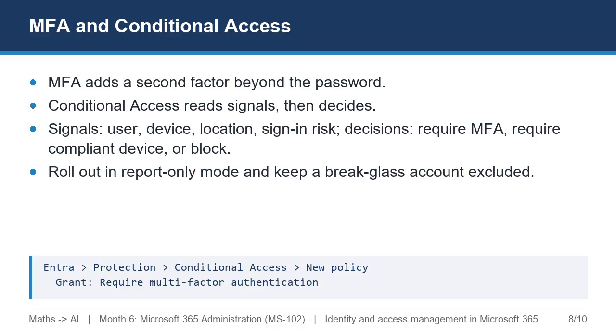A password on its own is weak. Multi-factor authentication, or MFA, adds a second factor, usually the Microsoft Authenticator app, so a stolen password isn't enough to get in. The modern way to enforce it is conditional access. A policy reads signals, like which user, which device, which location, and how risky the sign-in looks, and then it makes a decision: require MFA, require a compliant device, or block the sign-in outright. One word of caution learned the hard way: always start a new policy in report-only mode so you can see who it would have affected before you turn it on, and always keep a break-glass emergency account excluded so you never lock yourself or your admins out.